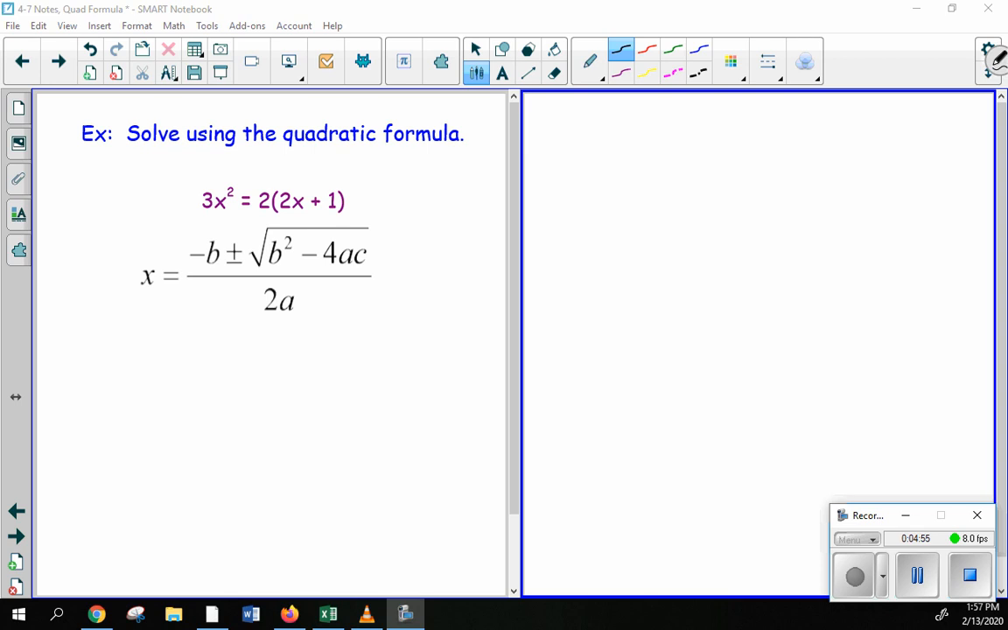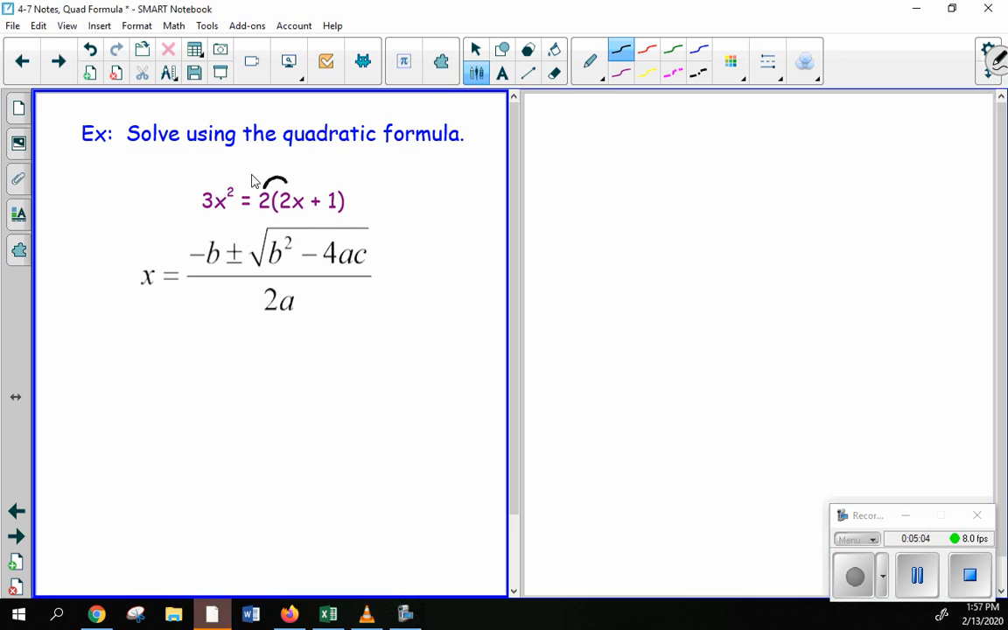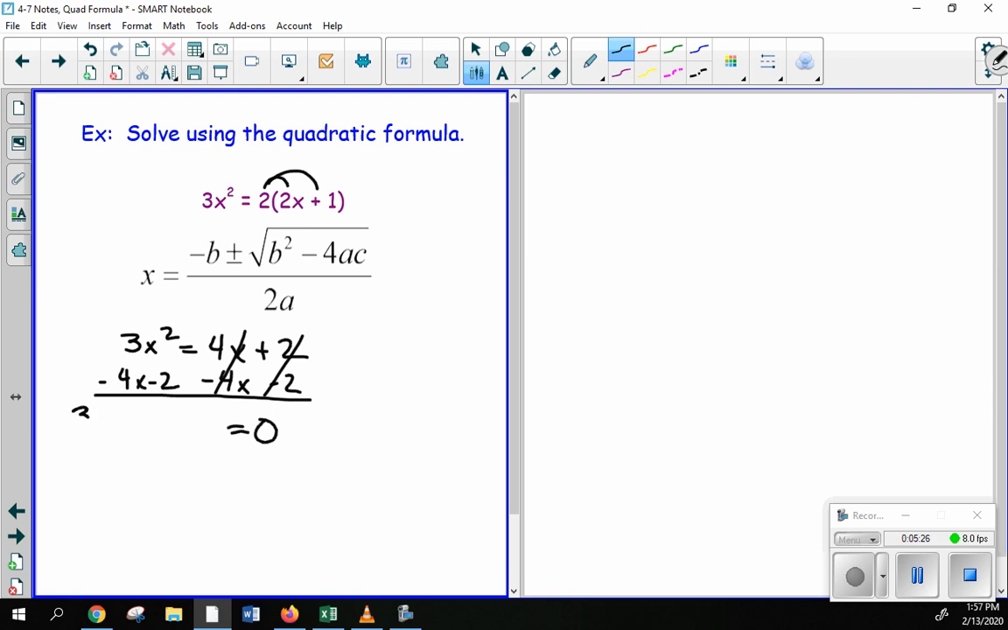Let's do another example. This one is not written correctly, so we have to distribute and move everything to one side of the equation to set it equal to 0. So I'm going to go ahead and distribute this. So I have 3x squared equals 4x plus 2. And I don't like to have a negative a value, so I like to subtract 4x and subtract 2 to both sides. These are going to cancel. I'm left with 0. So I have 3x squared minus 4x minus 2.